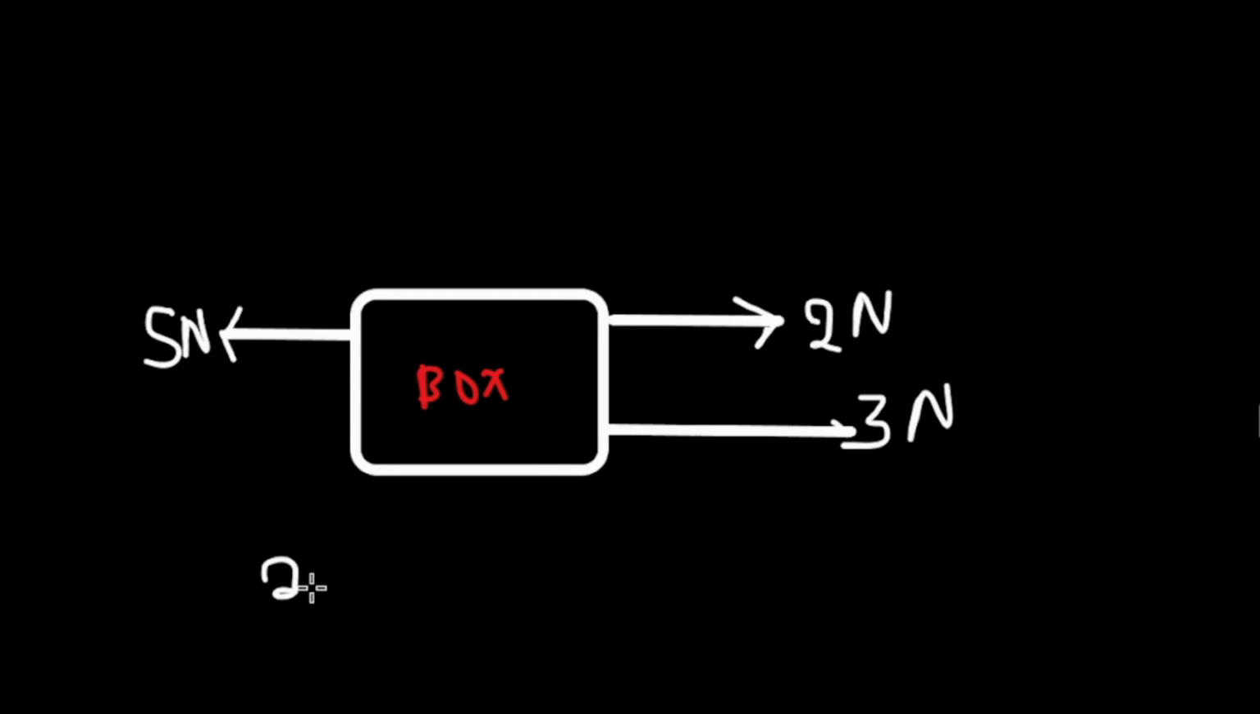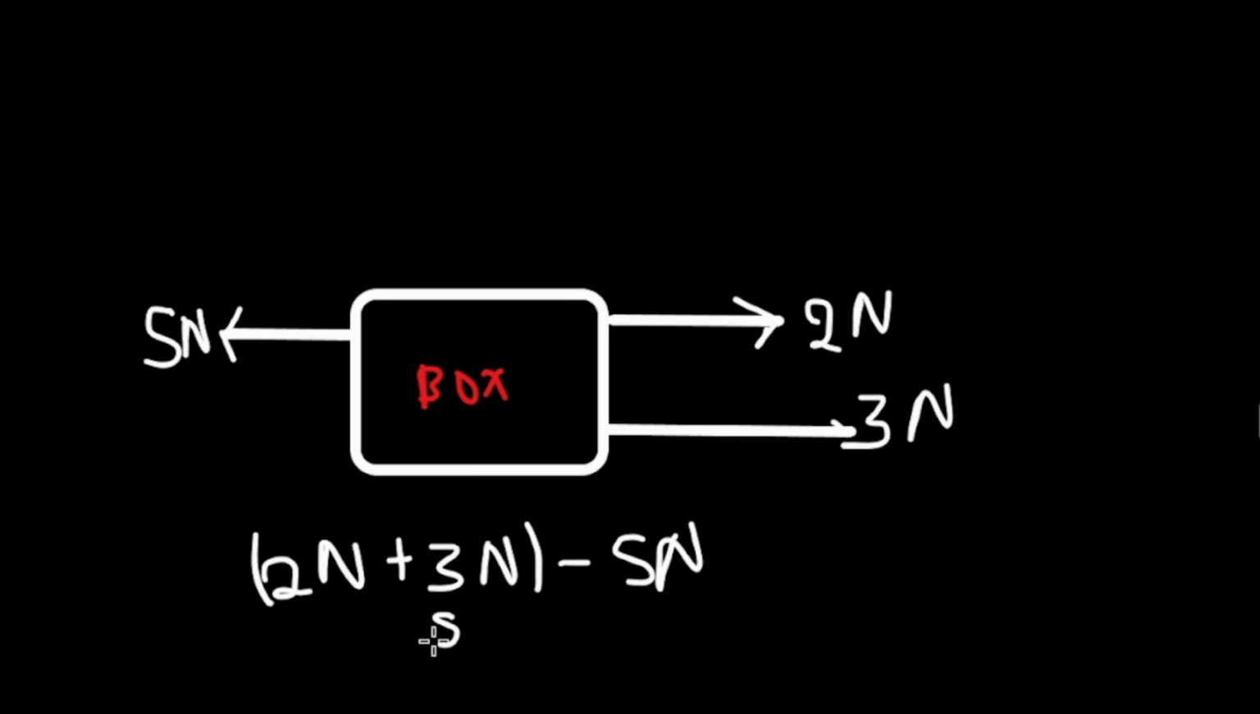So 2 Newtons plus 3 Newtons, all this is in brackets, minus 5 Newtons. So 2 plus 3, that is simply 5 Newtons minus the 5 Newtons that we have here. So then the resultant force is 0, because you've got the same amount of force acting on each direction. So then the resultant is going to be 0, because all the forces will be cancelling out.